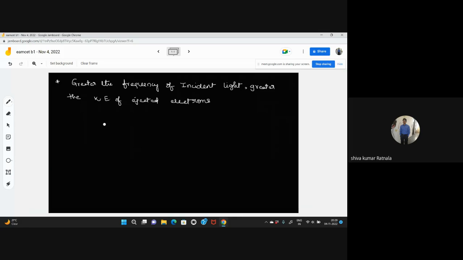For example, say this is the metal. Let me take cesium metal, and this is also cesium metal. This is also cesium metal. Three cases I have taken, and in all cases, the threshold frequency is 100 hertz, and here also 100, and here also 100 hertz only.